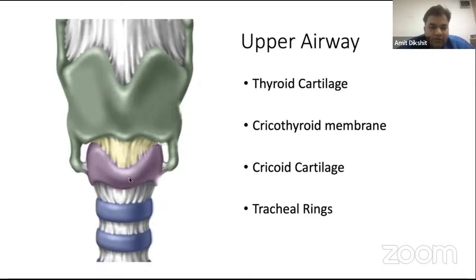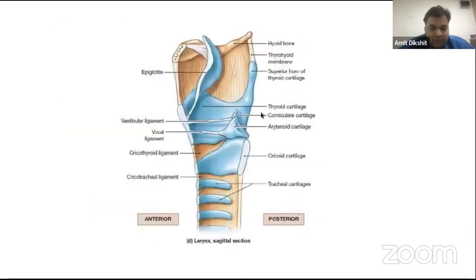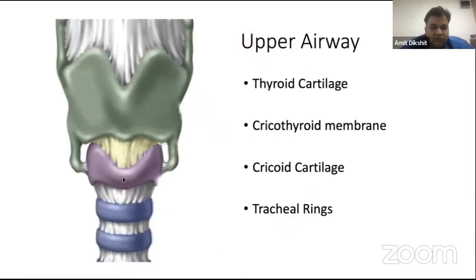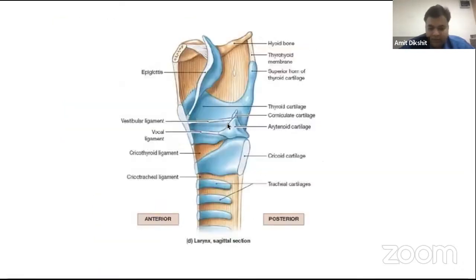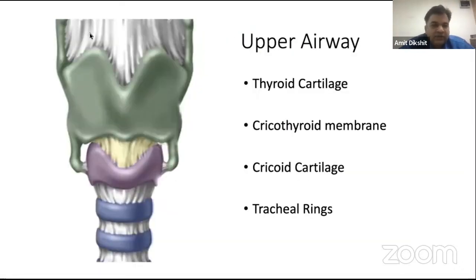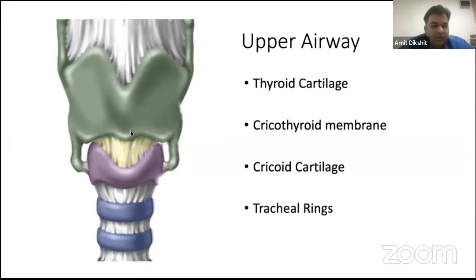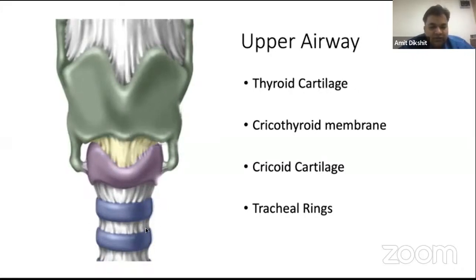If you look at the cross section of the Adam's apple, the thyroid cartilage, you see the vocal cords, exactly in the cut section. So when we are talking of the Adam's apple, it is at the vocal cord level. The biggest one, green in color, is the Adam's apple. The purple here is the cricoid cartilage. In between is the cricothyroid membrane. These are the tracheal rings lower down.